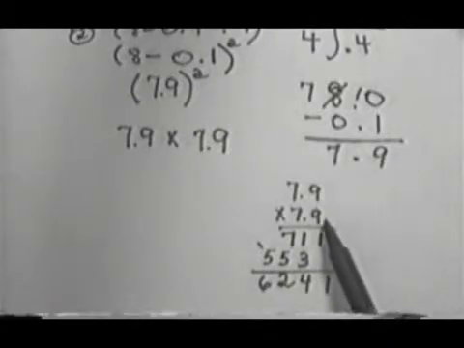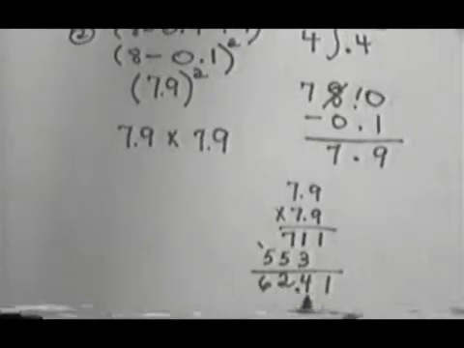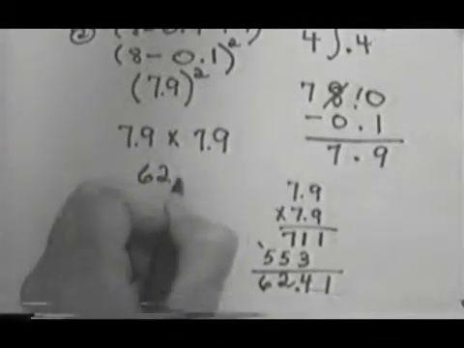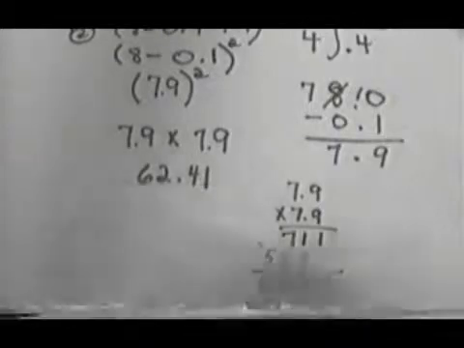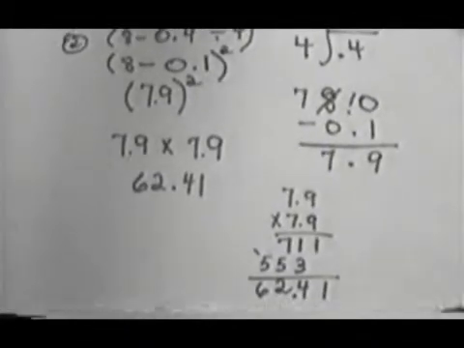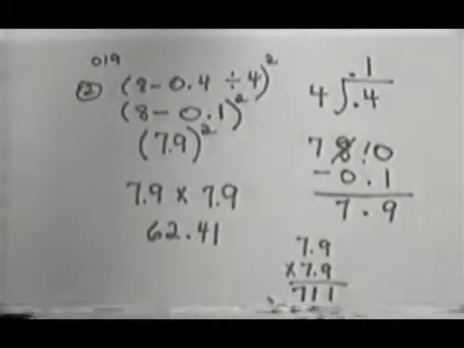And I need to count my decimal places since I'm multiplying. 1 plus 1 is 2. So my answer needs to have 2 decimal places. So my answer is 62.41, or 62 and 41 hundredths.